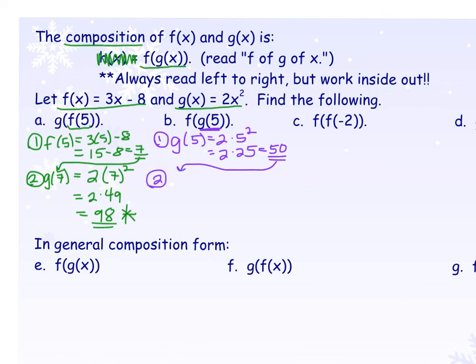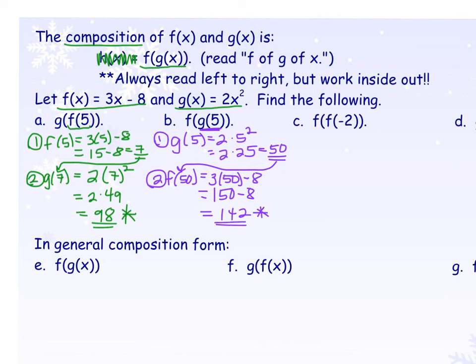So on the outside, we had f of x. We're going to evaluate f of 50. In the f of x function, it's 3x minus 8. That means we're going to do 3 times 50 minus 8. 3 times 50 is 150. And when we subtract 8, we get 142. That would be the final answer for the composition.